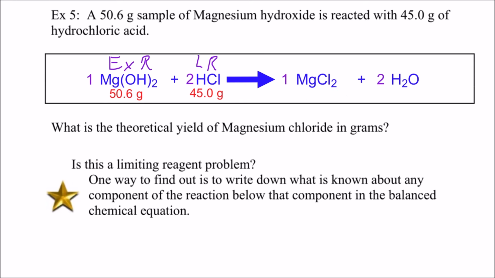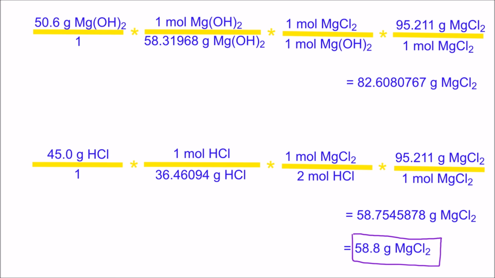You pick any product that you want, but if you're smart, you'll pick the product that they ask you about later on in the question. Okay? So we did a calculation based off of magnesium hydroxide first, and we went through the normal stoichiometry. We went from grams to moles. Then we used the balanced chemical equation to get out of moles of magnesium hydroxide and into moles of magnesium chloride. And then we converted to the desired unit, and here's the theoretical yield based off of magnesium hydroxide.